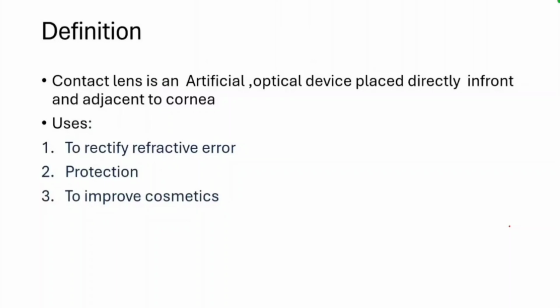Next, for what purpose are we using the contact lens? Contact lens is used to rectify refractive error, that is, as you all know, myopia, hypermetropia, and astigmatism. In order to correct that, we use spectacles. Some patients feel cosmetic disfigurement when using spectacles, so they use the contact lens. Then also for protection, for improved cosmetics, and also for therapeutic purposes we are using the contact lens.